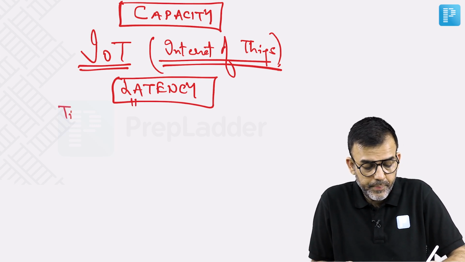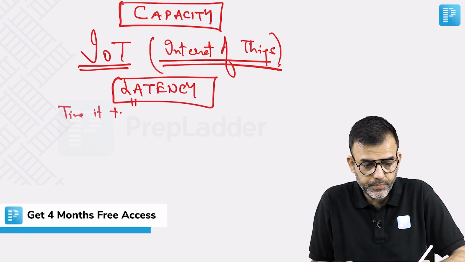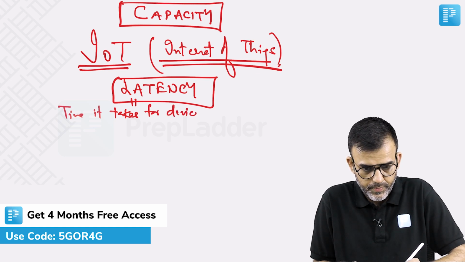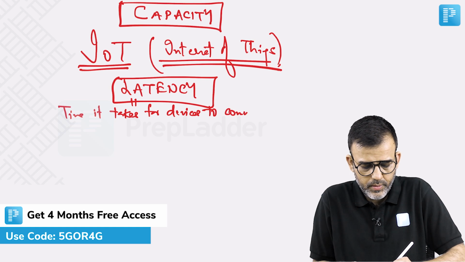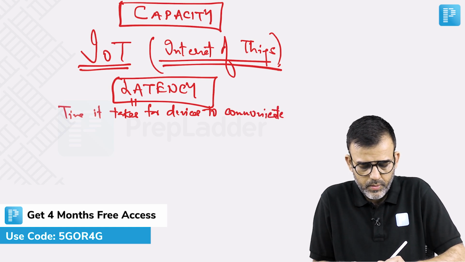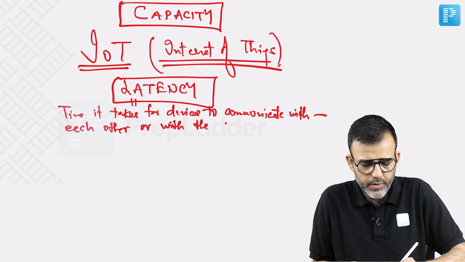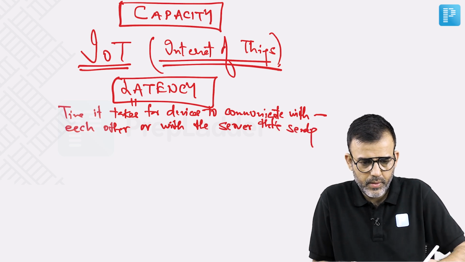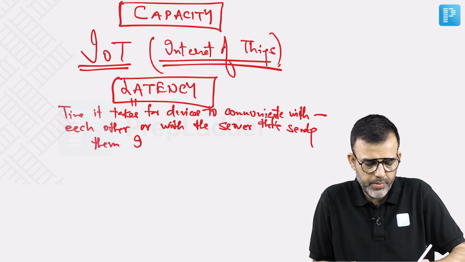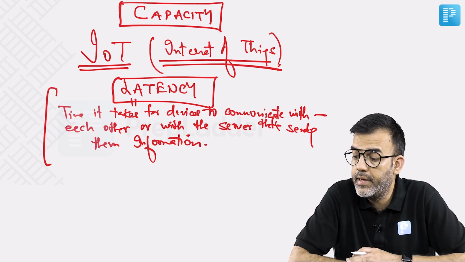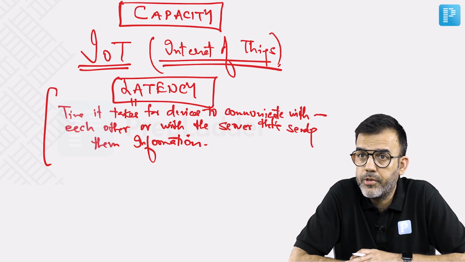So, what is latency? It is the time it takes for devices to communicate with each other or with the server that is sending these devices information. This is what we call latency, and definitely it's not the speed of communication.